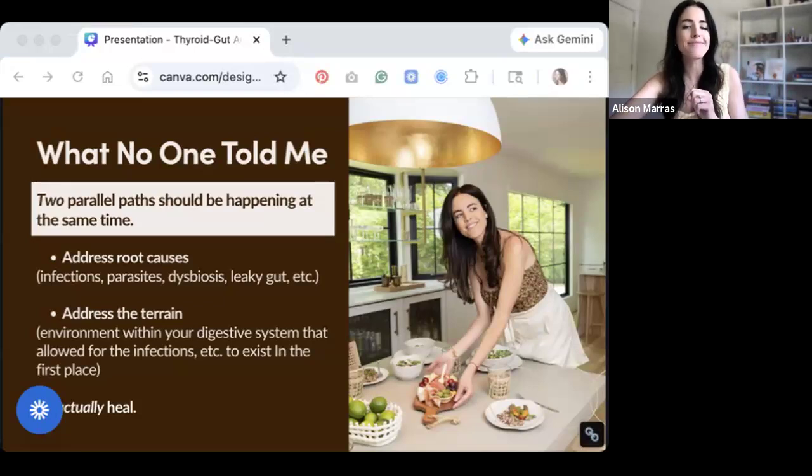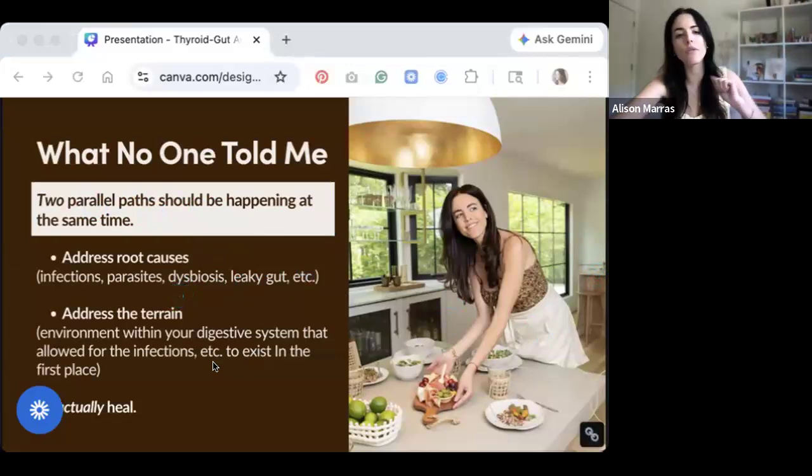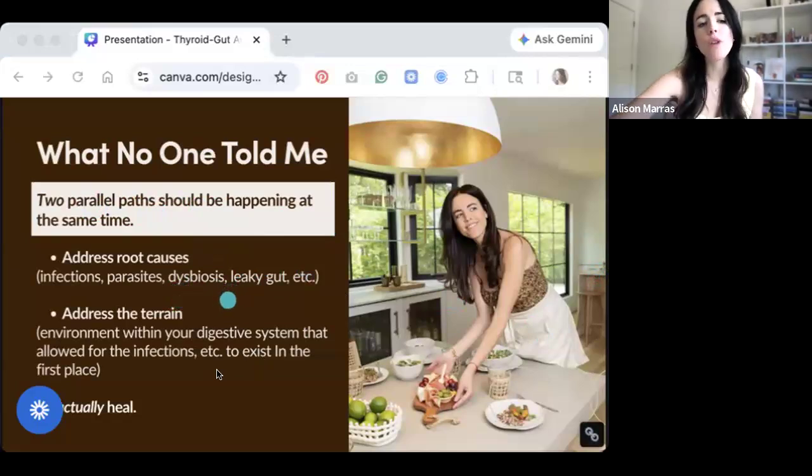And the reason I know this is we've helped over 500 women with conditions like Hashimoto's, gut issues, IBS, autoimmune. And the ones who stay stuck are the ones who only addressed one of these paths that you see here, or one piece of the path. And the ones who get better and stay better address both together. So the two parallel paths that should be happening at the same time: we address root causes, so that's the infections, the parasites, the leaky gut, whatever the thing is, right? While we address the terrain, which is the environment within your digestive system and in your body that allowed it to happen in the first place. And that's how we actually heal.